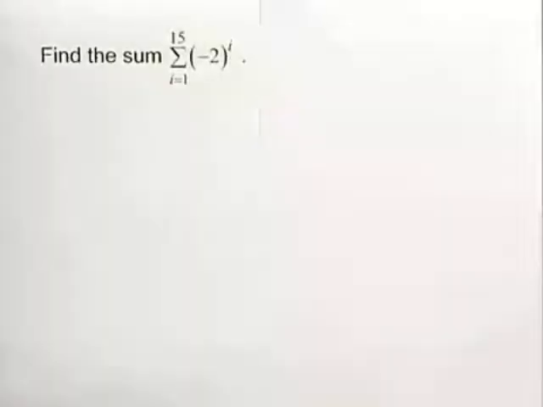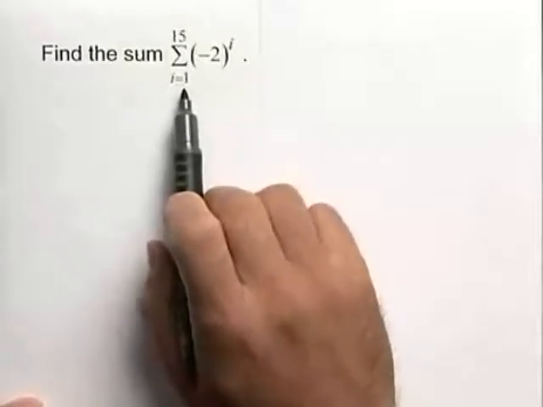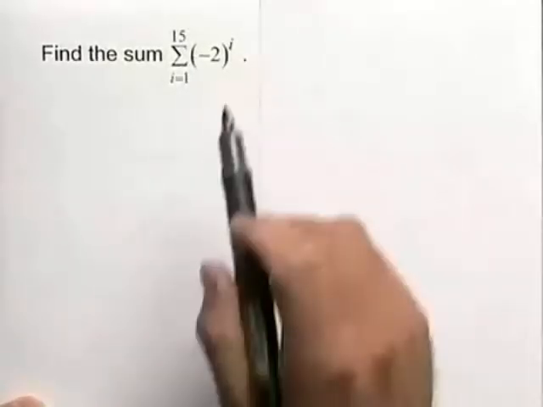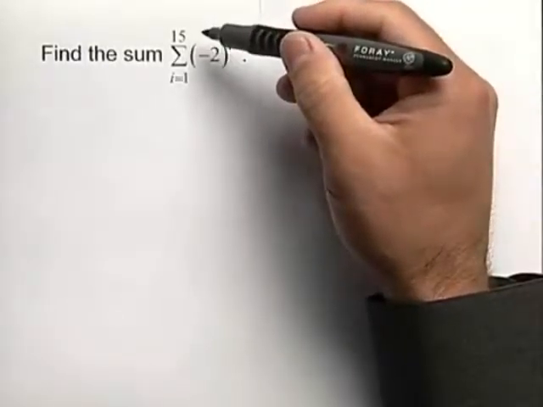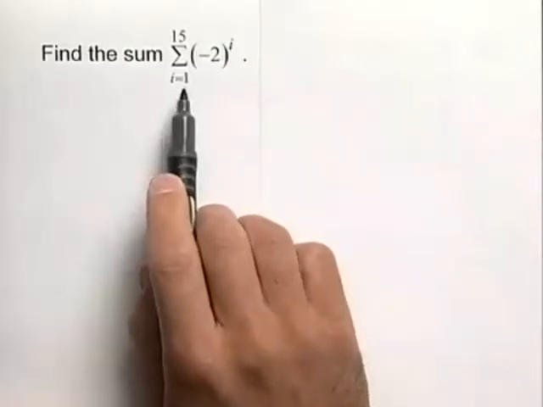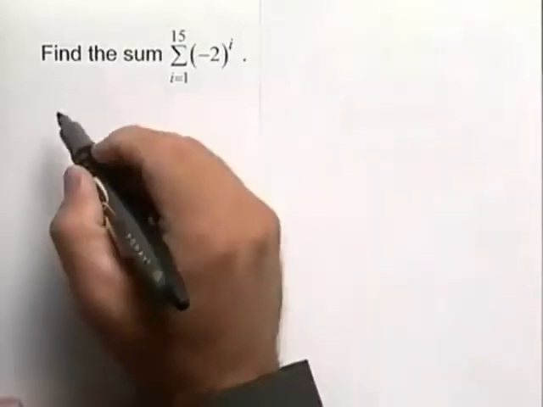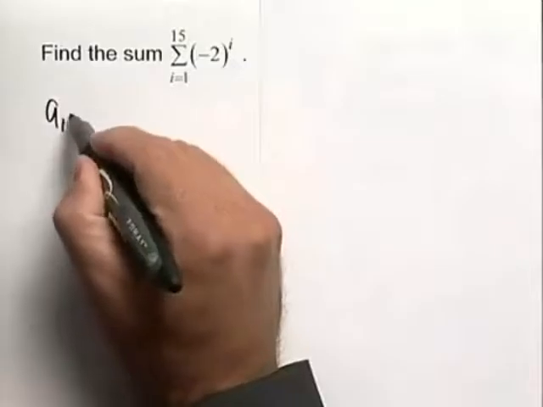This example involves summation notation. We have the summation of i equals 1 up to 15 of (-2)^i. Now if you look at this, we're going to have 15 terms that we're going to have to add together, again because i is beginning at 1 and terminating at 15. So again, we just might take a quick look at the first few terms.